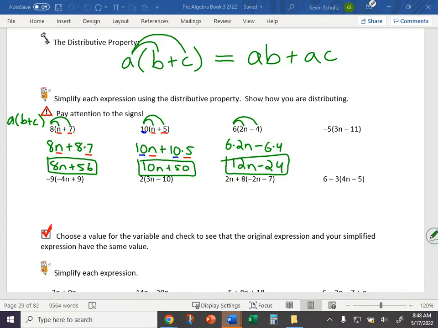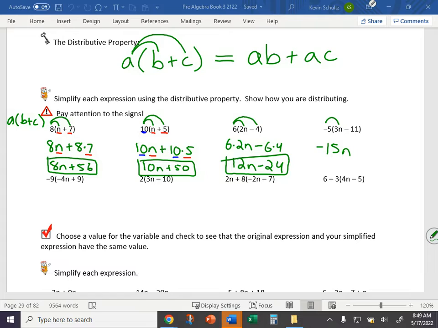The next one, negative 5 times, in parentheses, 3n minus 11. Be careful with the signs here, because what's being distributed in is negative 5. What's negative 5 times 3n? Negative 15n. Is this coming back a little bit? Do you remember doing this earlier? No? Yeah, a little bit?